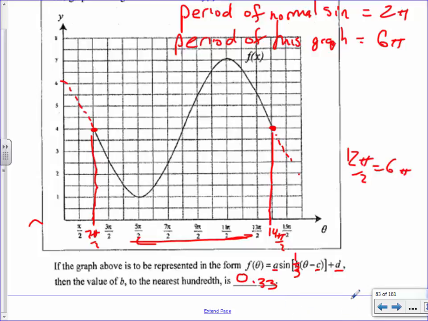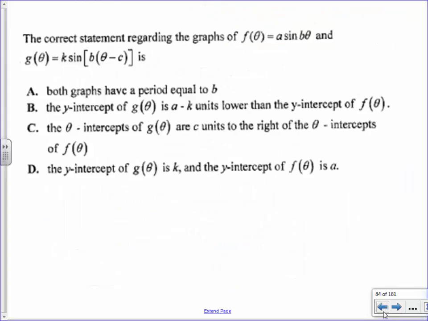Is this stuff you guys could do? I know it's kind of still early, we just started the unit, but is this stuff you guys can at least follow? Yeah. Okay, last one, then we'll call it a day.